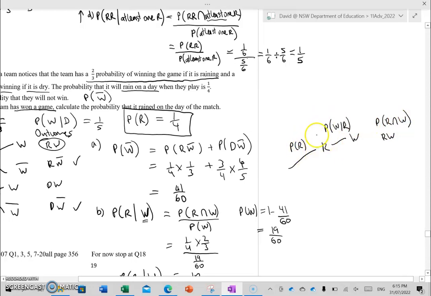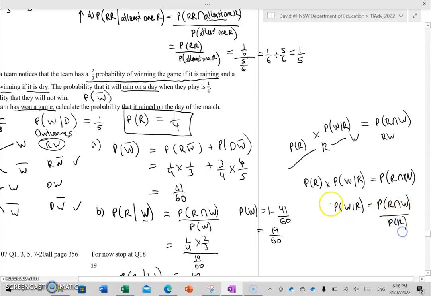And remember that when you go across a tree branch, you times. Okay, so this gives us an equation that the probability that it rains times the probability that you win given that it rained is equal to probability of it raining and winning. And then when you rearrange this, you can quickly see the conditional probability formula coming out. So that's the formula that we've been using for conditional probability. But you can see it as simply going across a tree diagram here and timesing. So it's a version of the product rule for conditional events or dependent events.